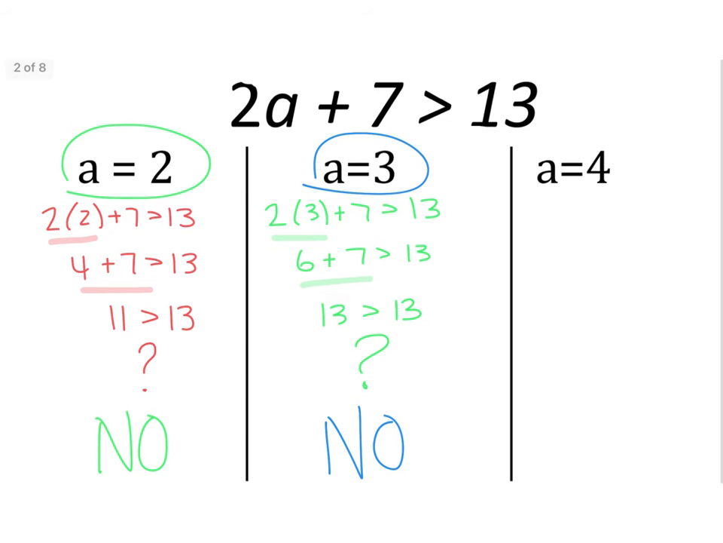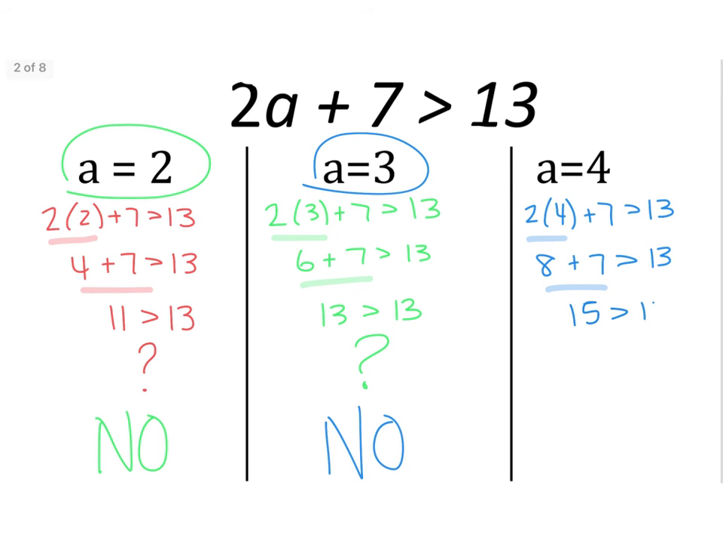We're going to substitute a 4 in. So we're going to rewrite it. 2 times 4 plus 7 is greater than 13. First step is 2 times 4, which is going to give us 8 plus 7 is greater than 13. Next step is 8 plus 7. 8 plus 7 is 15.